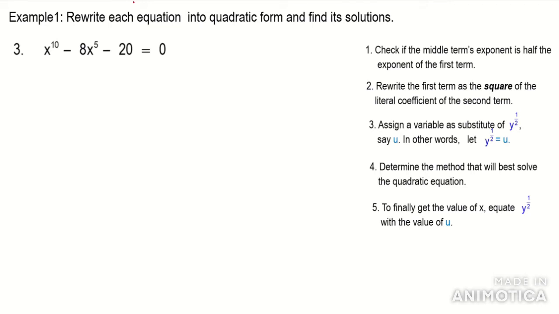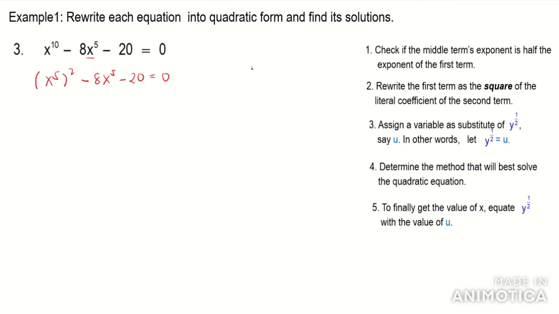So, let's solve. Now, first step is, we have to check if the middle term's exponent is half of the exponent of the first term. So, 5 is half of 10. So, mean to say this is transformable to quadratic equation. Then, we're going to express the first term as the square of the literal coefficient of the second term. We have x raised to 5. Then, by checking it, x raised to 5 raised to 2 is equal to x raised to 10 by applying the power law. Minus 8x raised to 5 minus 20 equals 0.